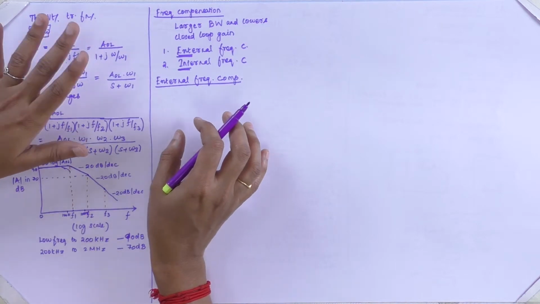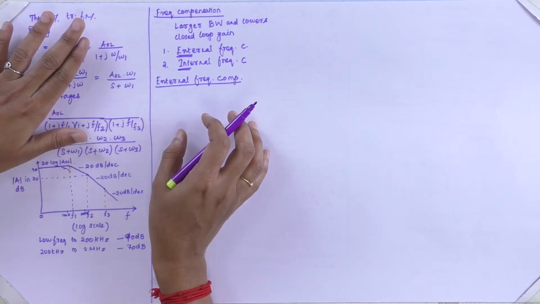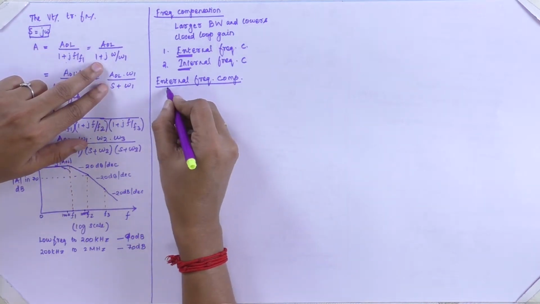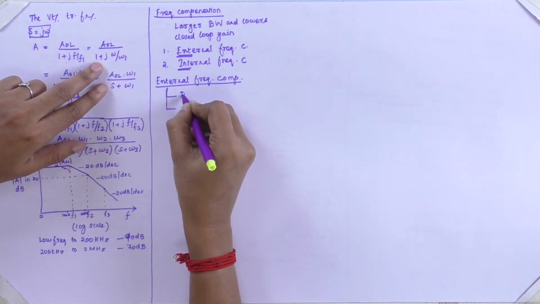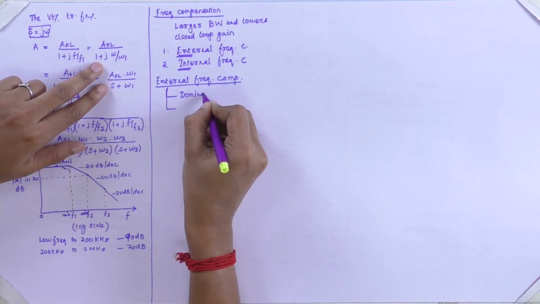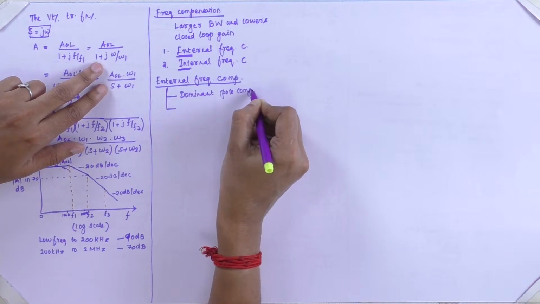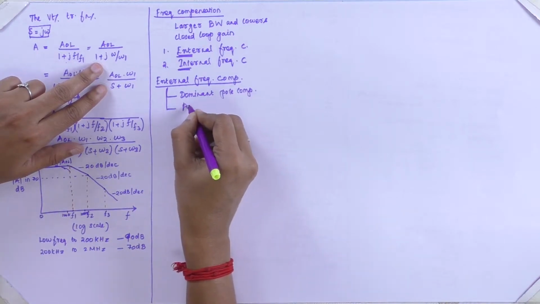So here we are going to make a low closed loop gain. For that we have focused on two techniques. One is dominant pole compensation, and the other is pole zero compensation.